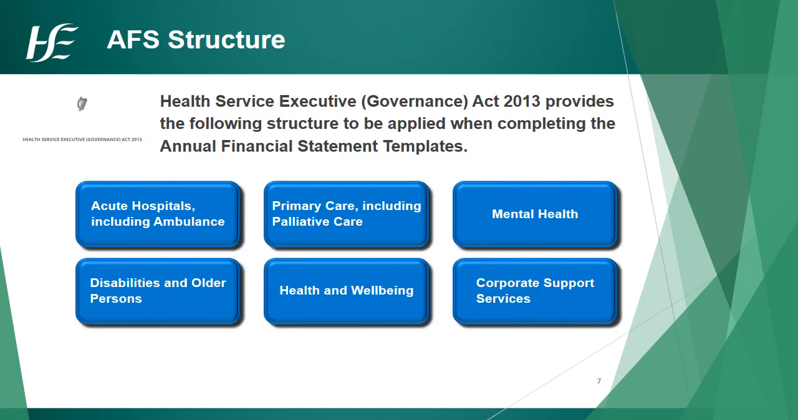The HSE Governance Act 2013 states that the following structure is to be applied when completing the annual financial statement templates: the acute hospitals, including the ambulance service; primary care, including palliative care; mental health; disabilities and older persons, which are representative of the service areas in the community health organisations; and finally, health and well-being and corporate support services.